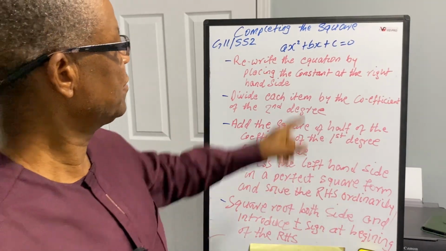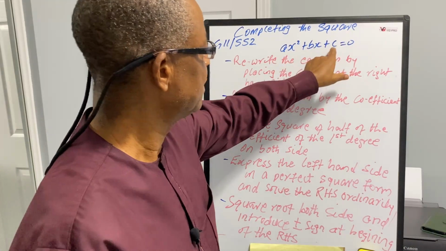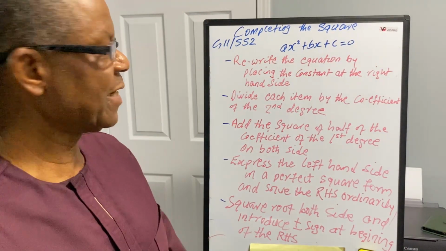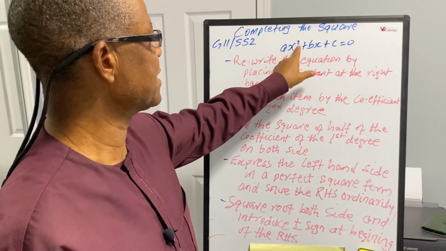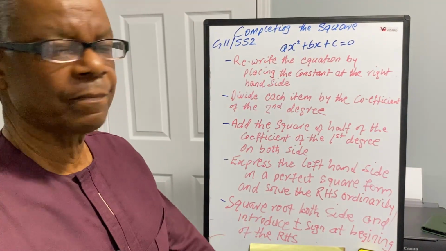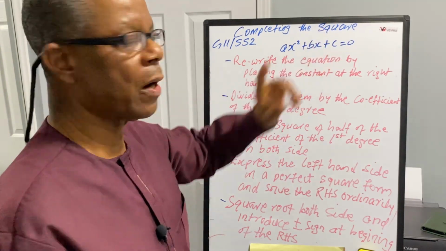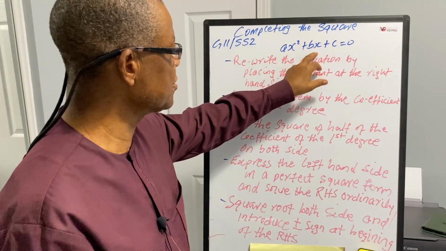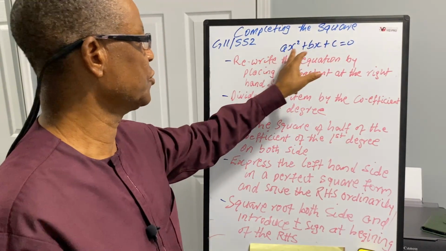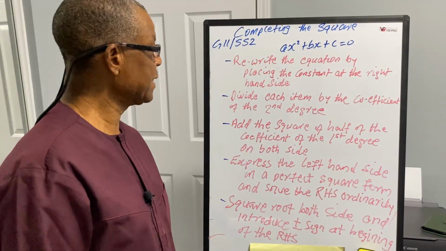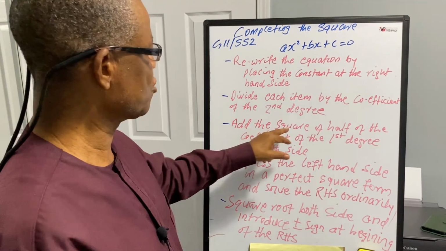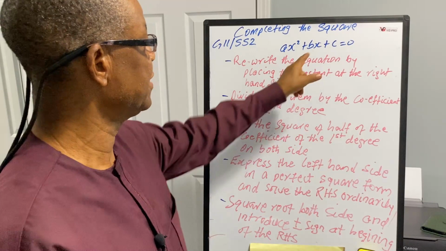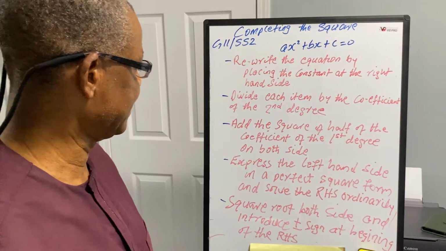2. You divide each item by the coefficient of the second degree. I told you we call it the second degree because it is raised to power 2, and this is the first degree because it is raised to power 1, though it's not written. So you divide each of these by the coefficient of the second degree. Thirdly, you add the square of the half of the coefficient of the first degree on both sides.